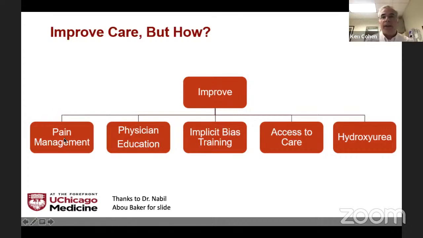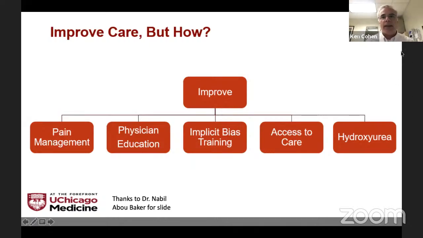Most of what I've talked about has to do with how do we improve pain management, get pain under control as fast as possible. Part of this involves physician education, both here in the clinic, also in the emergency room department, but importantly in the hospital. We feel that implicit bias training is critically important to work on improving healthcare disparities. Access to care is incredibly important. We're trying to improve our case management, social workers, and provide psychiatric assistance as well. We're also focusing very heavily on improving the use of hydroxyurea for our patients.